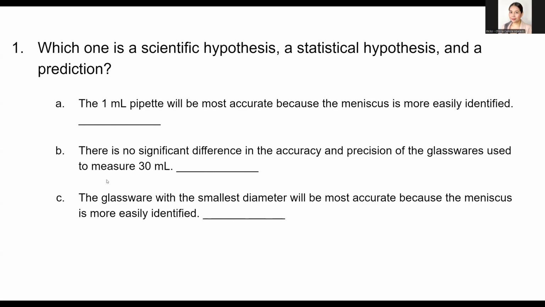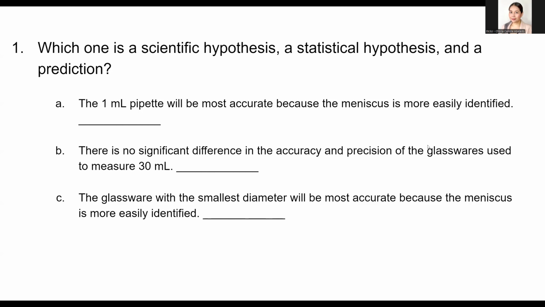For the second statement, there is no significant difference in the accuracy and precision of the glasswares used to measure 30 ml. So as you can see, it focuses on the presence or absence of significant differences in the metrics that we are measuring. And because of that, statement B is an example of a statistical hypothesis.